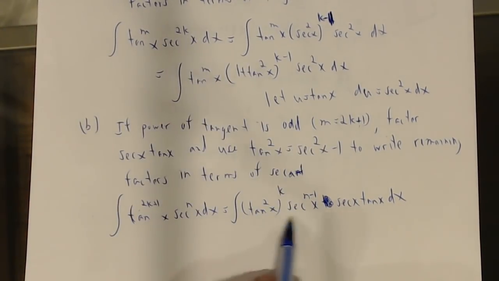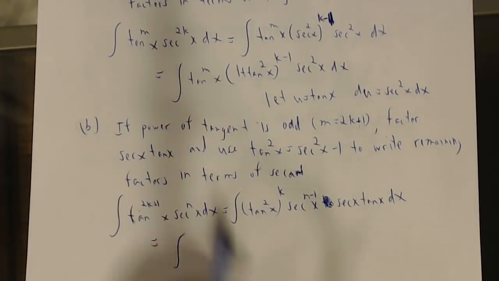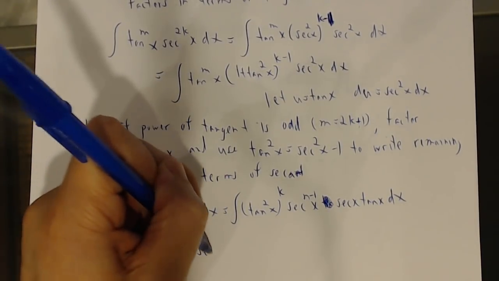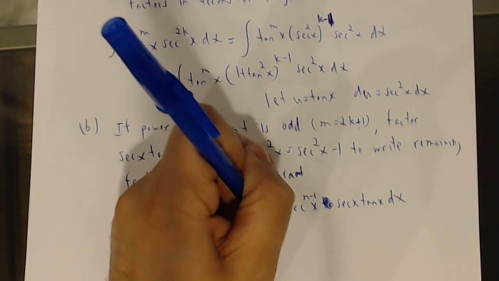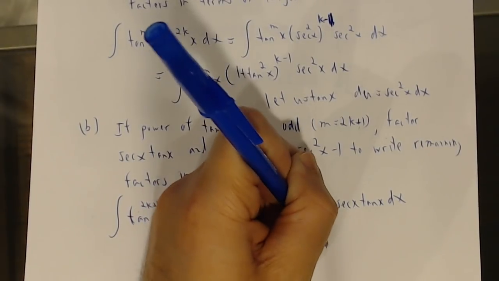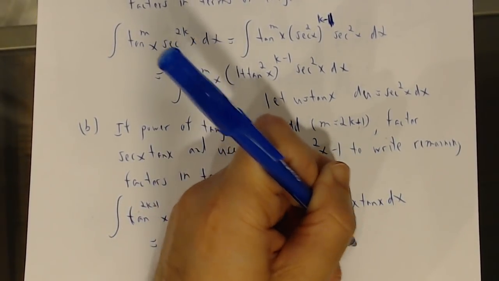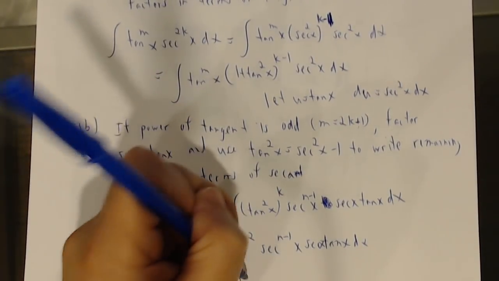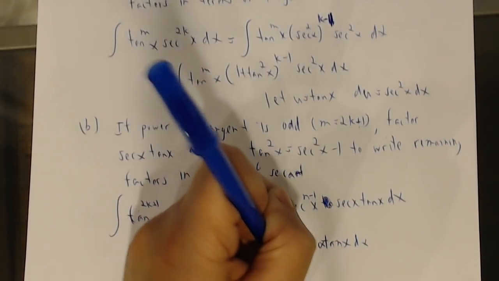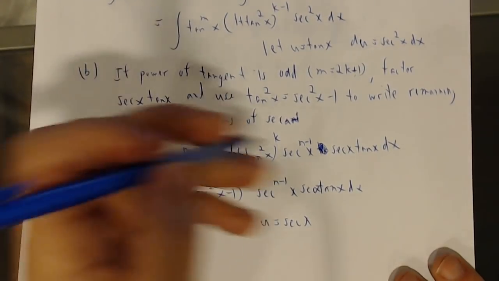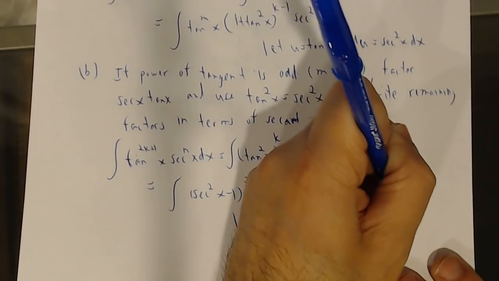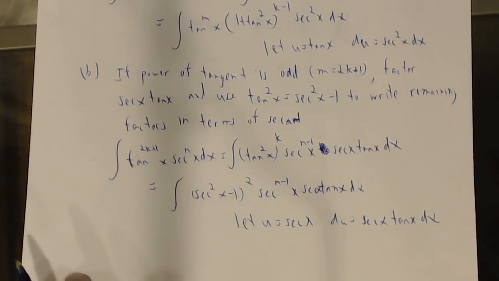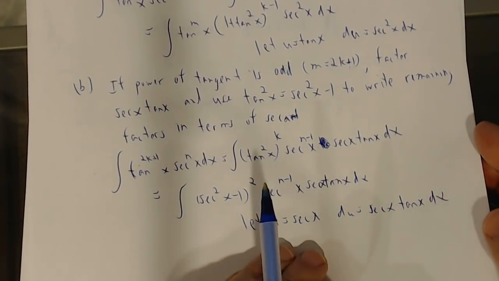So then, after you have this, you'd grab this and say, well, tangent squared x is equivalent to secant squared x minus 1, quantity squared, secant to the power of n minus 1 x, secant x tangent x dx. And so from here, you'd let u equal secant of x, and then du would be secant x tangent x dx, and then you could finish that off. So let's look at a couple of examples, and then that'll basically finish off this section.